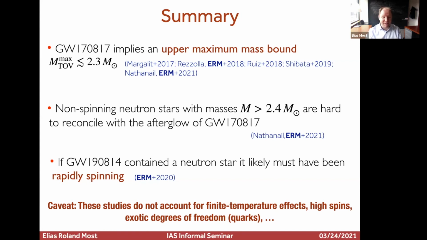One of the caveats that I did not talk about: if you start to include other degrees of freedom, such as quarks, or if you think that the hypermassive neutron star formed after the merger is very hot, then there might be additional error budgets going into that estimate. So the 2.4, even a 2.4 is not set in stone at the moment. But the thing is, there will be an upper limit, and it will likely be less than 2.5. That's the key takeaway message.